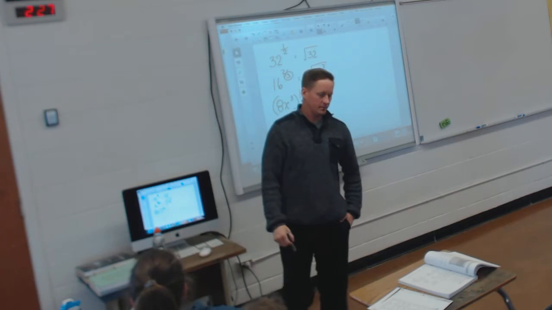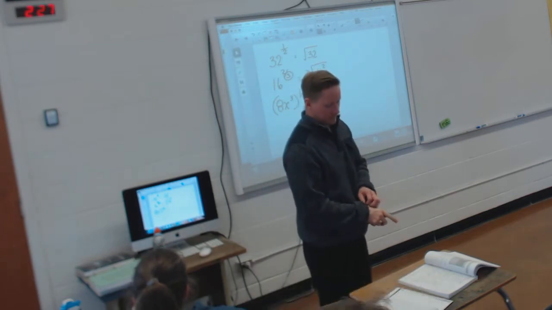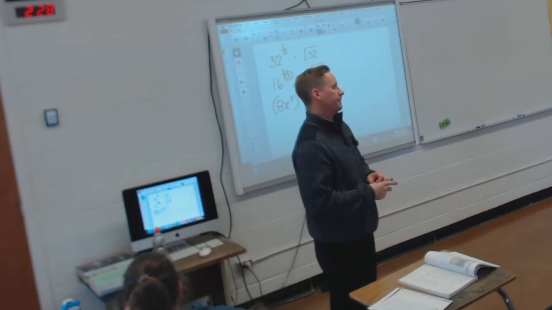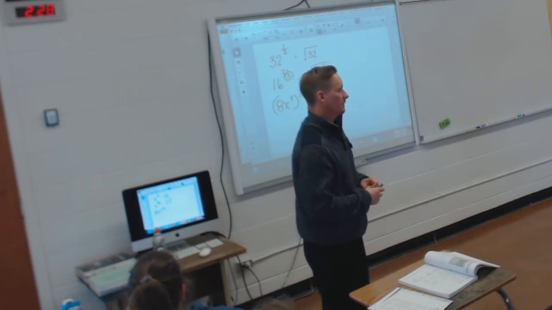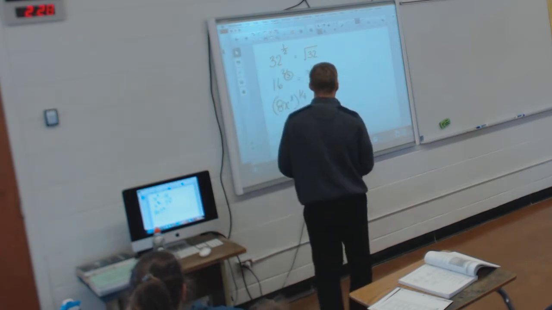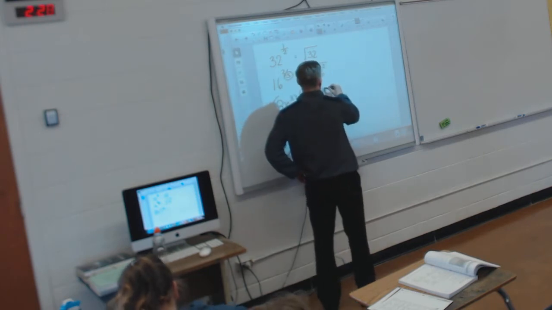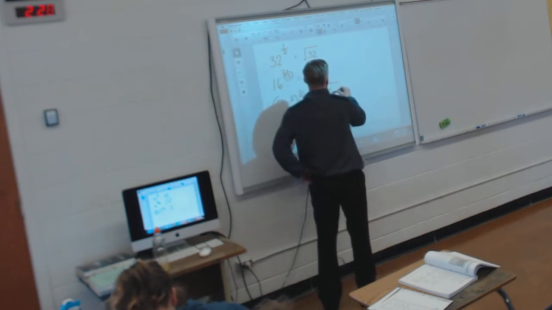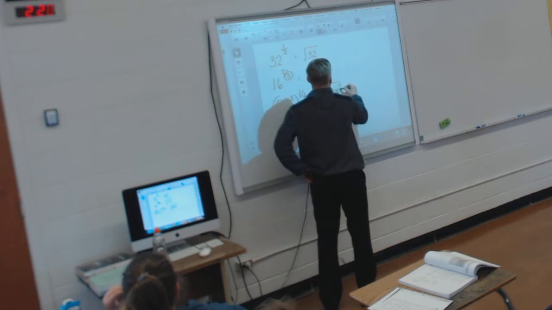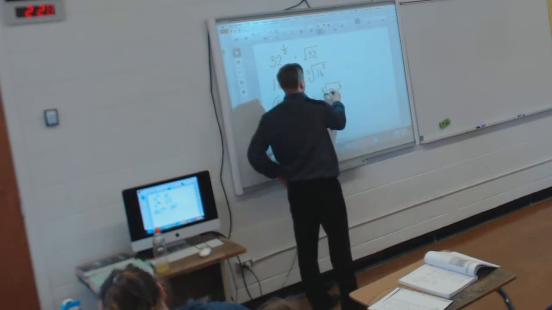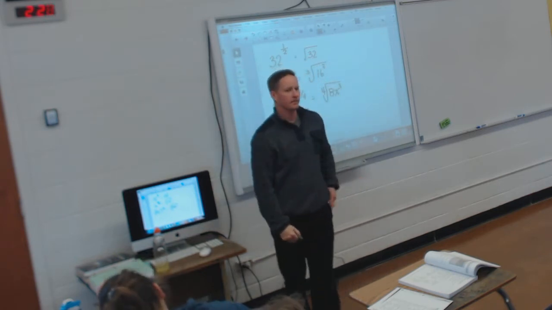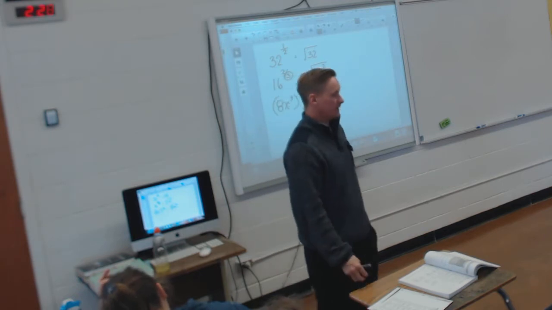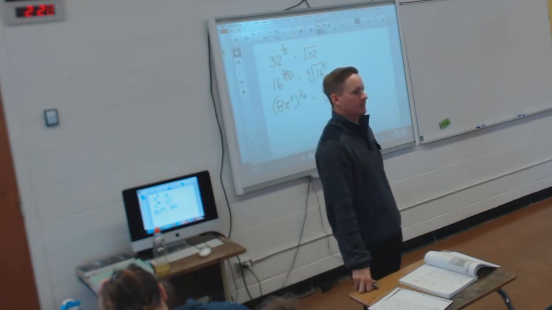Eight x cubed to the 1/4. The 4th root, and then 8x cubed. That's easy enough so far, right?